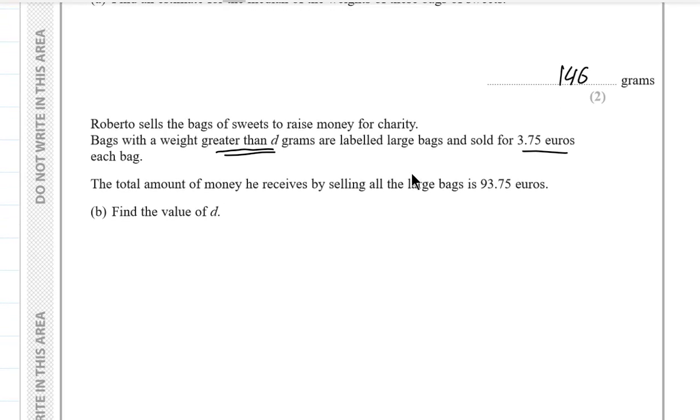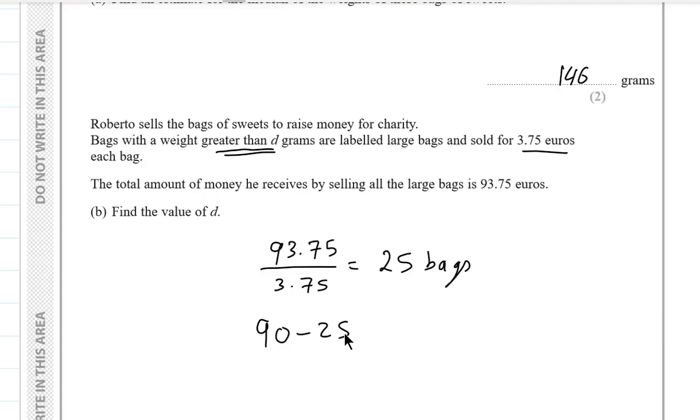First of all, we must get how many bags were sold, by dividing 93.75 over 3.75, which is 25 bags. The lowest weight of these 25 bags is D, the lower limit, which means all these 25 bags have weight more than D. So we must get 90 minus 25.